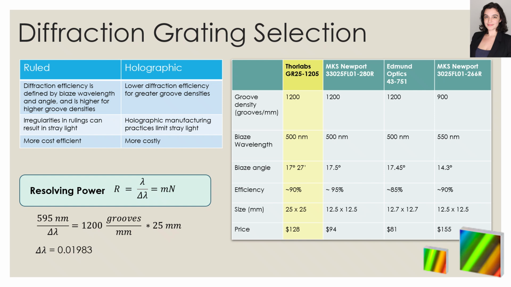The resolving power is proportional to the number of illuminated grooves. Therefore, using a larger grating increases the number of grooves contributing to diffraction, improving resolution. A fully illuminated grating can resolve wavelengths less than 0.02 nanometers apart. While the actual system's resolution will be limited by other factors, this confirms that the selected GR25-1205 grating meets our resolution requirements.